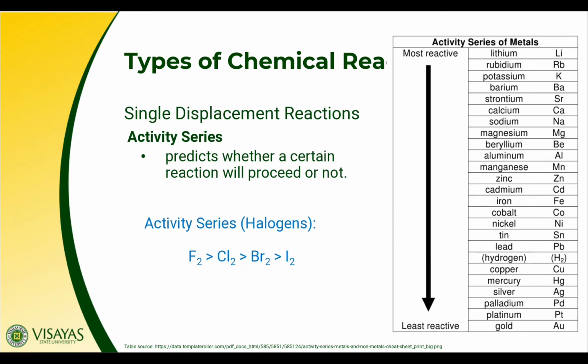For halogens, we have this series. Fluorine gas can displace chlorine, which can displace bromine, which can displace iodine. Okay? Iodine cannot displace bromine, chlorine, and fluorine. So we have to follow this. You have to familiarize the elements in this series of metals and the activity series for halogens.